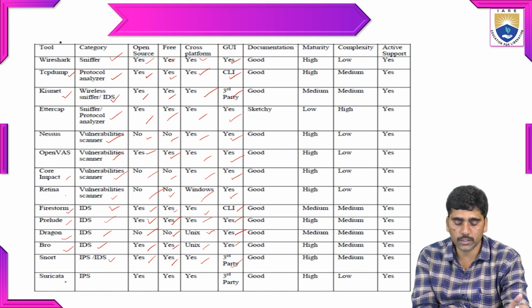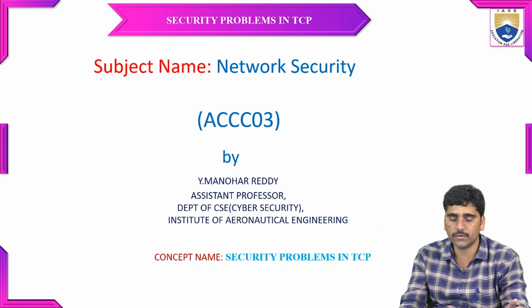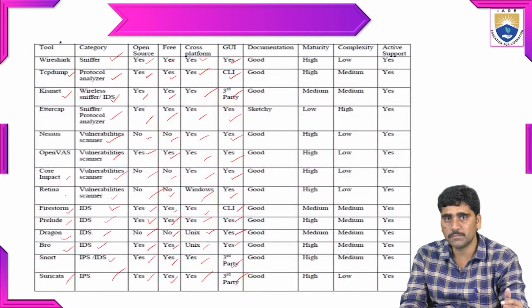And the last one, Suricata. It is in the category of intrusion prevention system, and it is open source, free of cost, cross platform, and the GUI mode is third party. So these are all the different types of tools that we are using in the network for different purposes.